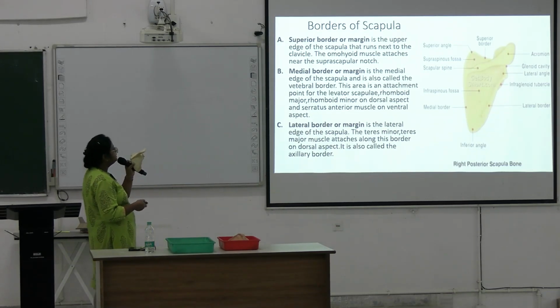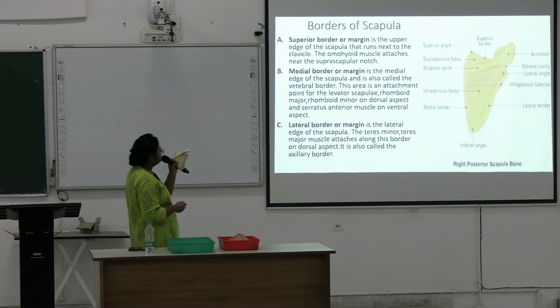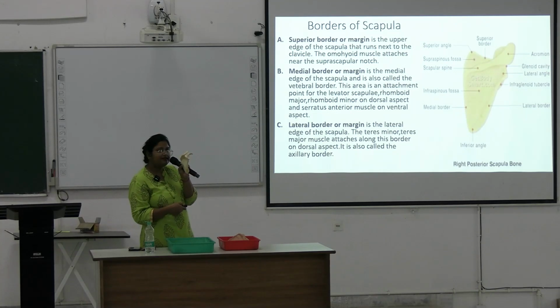So lateral border gives attachment to teres minor and teres major attaches along this border on the dorsal aspect and it is also called the axillary border because it lies near the axilla.